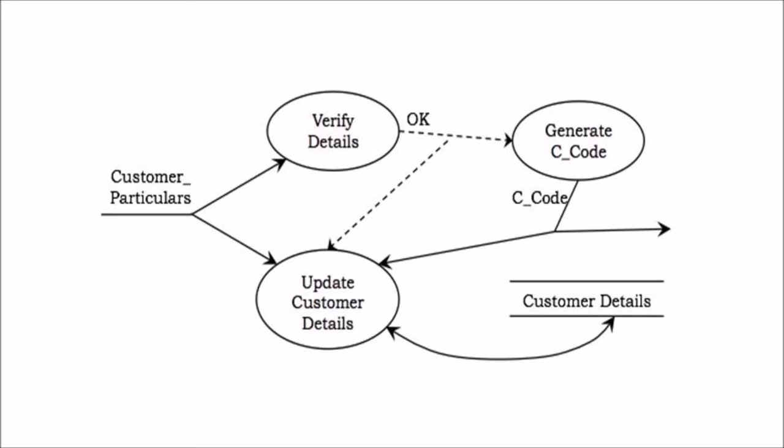Here in this figure we can see three different processes. Those processes are represented in ellipse. Those processes are verify details, generate customer code and update the customer details. And we can see a data store where the customer details are stored. Here in this figure we can also see decision making statements or constraints which are represented by dotted lines.